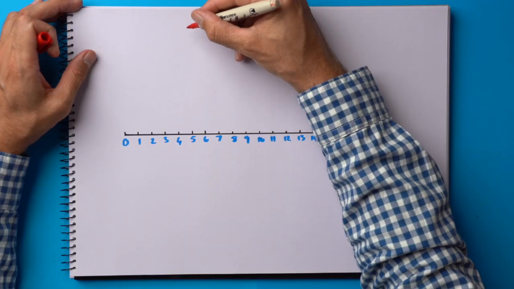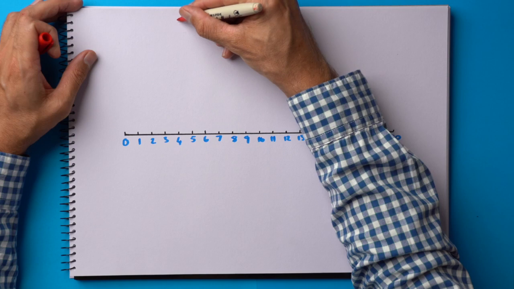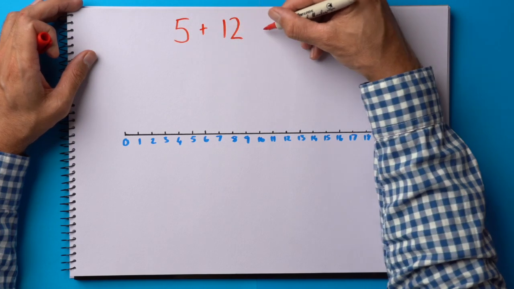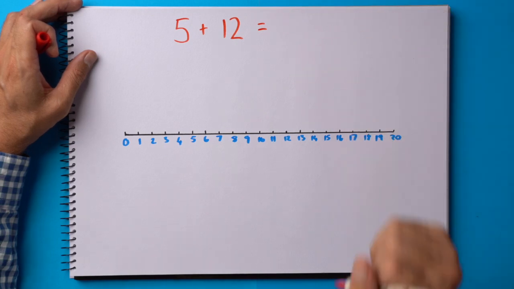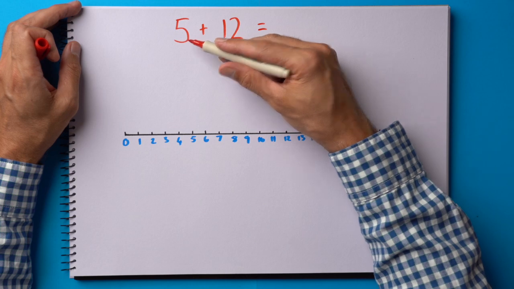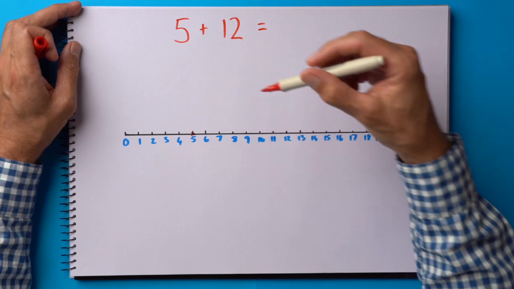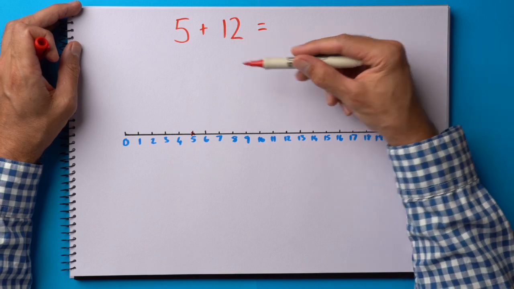In this example, I'm just going to use it for a simple addition problem so you can see how it works. So we could have 5 plus 12 equals, don't know yet. The way that we use it is, first of all, if we're going to start with 5, we find the number 5, and that's here. And then we need to add on 12.